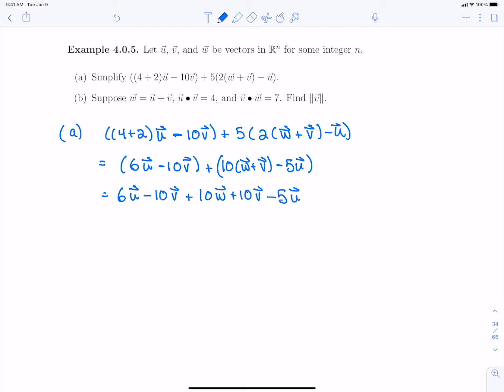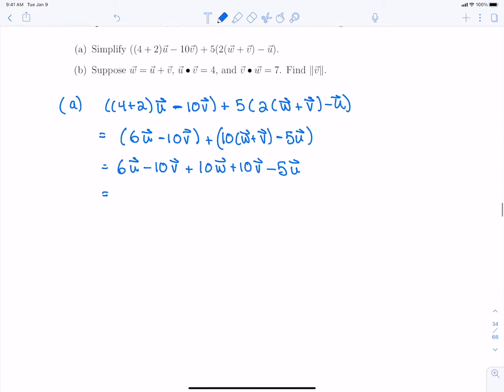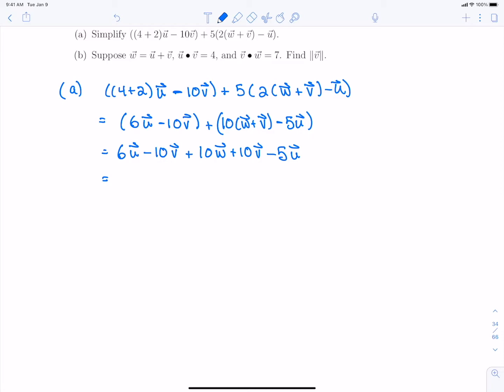Now I'm going to essentially collect like terms, or collect the vectors that are the same. So I'd have 6u minus 5u. That would just leave me with 1u. I've got negative 10v plus positive 10v. Well, those essentially just cancel each other out. And then I'm left with 10w. And there's no other w's to need to be collected up with it.